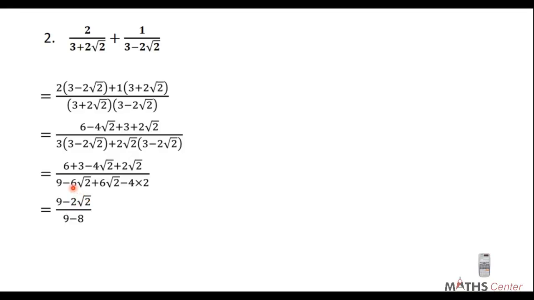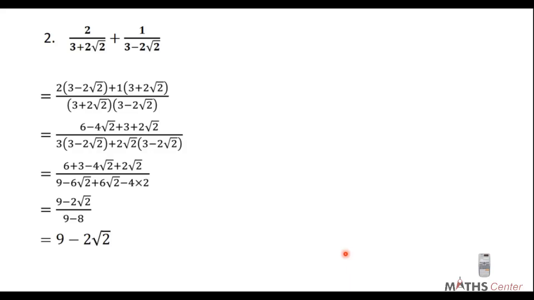Now when we come here, we can see that we have minus 6 root 2, then plus 6 root 2. So minus 6 root 2 will cancel plus 6 root 2. So you are going to have 9, then minus 4 times 2 gives us 8. So 9 minus 8, since minus 6 root 2 and plus 6 root 2 have cancelled each other out, will give us 1. So this whole expression is going to be 9 minus 2 root 2 all over 1, which will give us 9 minus 2 root 2.